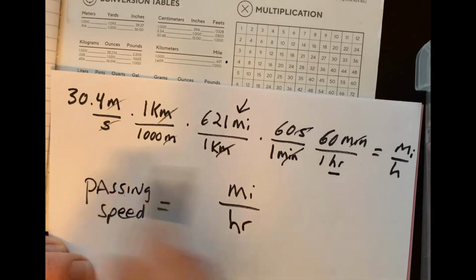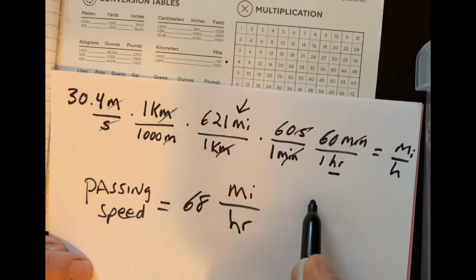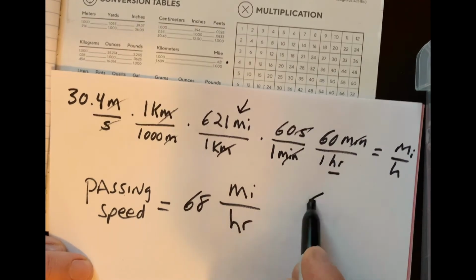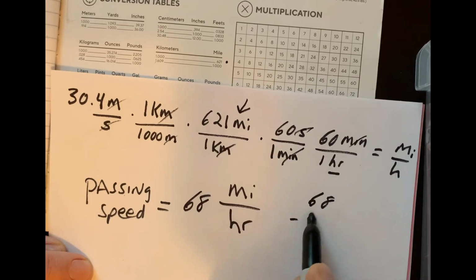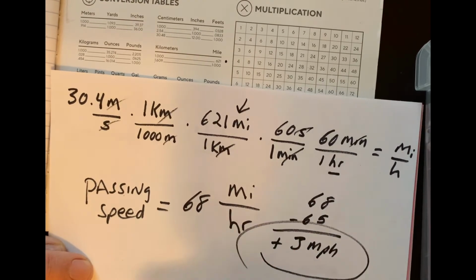So if you multiply across and divide by the bottom, you're going to come up with the passing speed was 67.96 miles per hour, which I rounded to 68 miles per hour. Don't forget, we need to figure out how fast over the speed limit I was traveling when I made that pass. So my passing speed was 68 miles per hour, and the speed limit was 65 miles per hour. Therefore, I was traveling at 3 miles per hour over the speed limit.